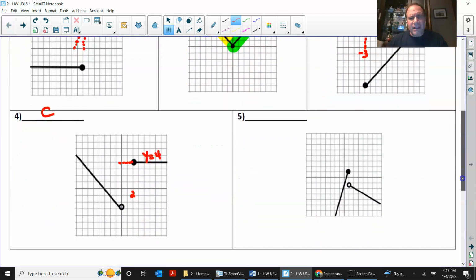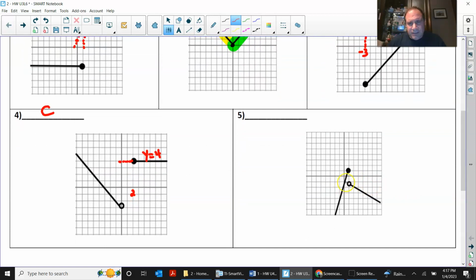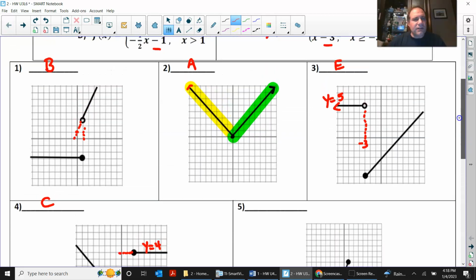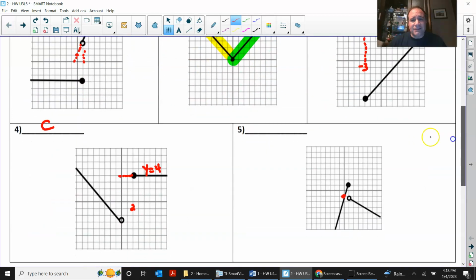Looking at the y-intercept, you see this is the y-intercept of this one, and actually it would be the y-intercept of the other one as well. That's the -1 that I'm looking at, and -1, that's your D. And that's how you do those.